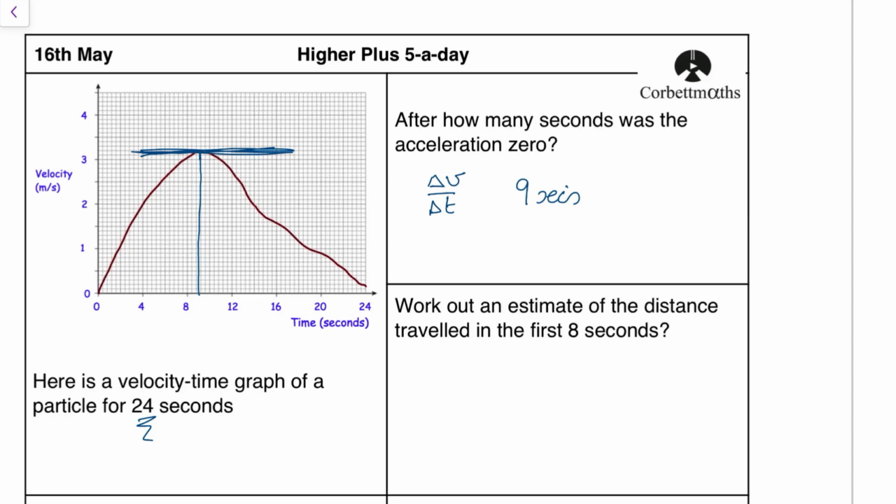Work out an estimate of the distance travelled in the first 8 seconds. These are the questions I don't like. It would normally say in a question to use 2 strips, or it will help you slightly more. So I'm going to use 2 strips because frankly, that does a good enough job, doesn't it? Those are close enough, a triangle and a trapezium.